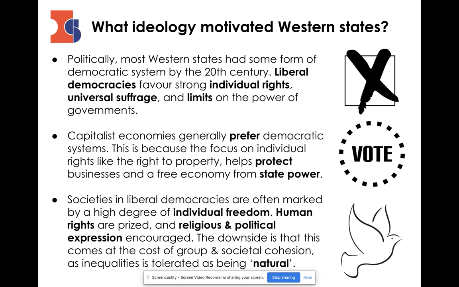So it's the focus on individual rights, like the right to property, that kind of helps business as well and helps grow a free economy. So we often see in Western liberal democracies a capitalist economy and vice versa. And these states can also be marked by a focus on human rights. Religious and political freedom is encouraged.